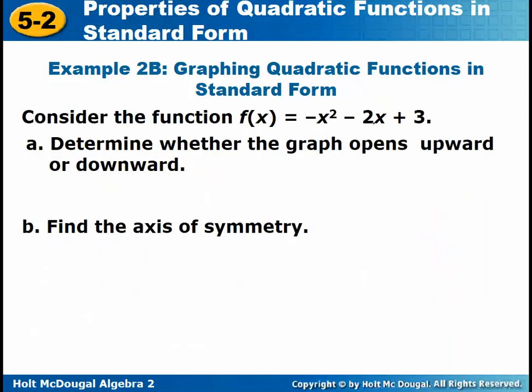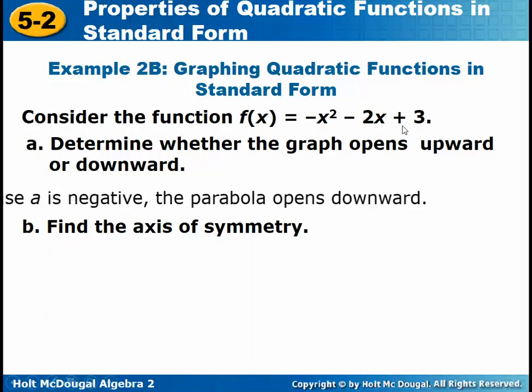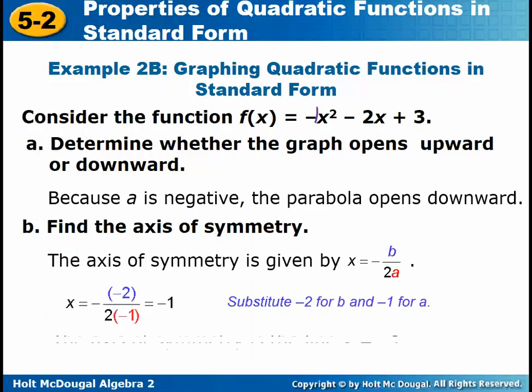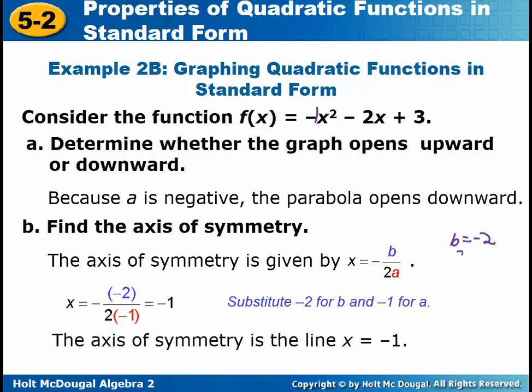All right, here's another example. This is negative x squared minus 2x plus 3. So does it open upward or downward? Downward, because a is negative 1. For the axis of symmetry, we have the equation x equals negative b over 2a. b is negative 2 and a is negative 1, so you substitute those in and you get the axis of symmetry as x equals negative 1.